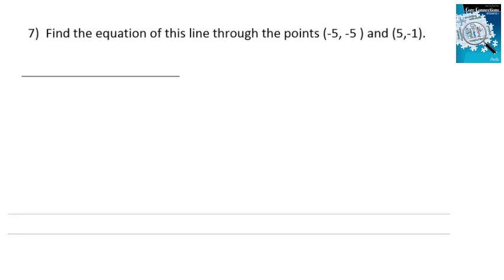Find the equation of the line that passes through the points (-5, -5) and (5, -1). A couple different ways we can do this. One involves plugging in these actual values of the variables x and y to figure out what the parameters are. The parameters for a linear equation are m and b, or in this form we've got y equals m, which is our slope parameter, times x plus b, which is our y-intercept parameter.